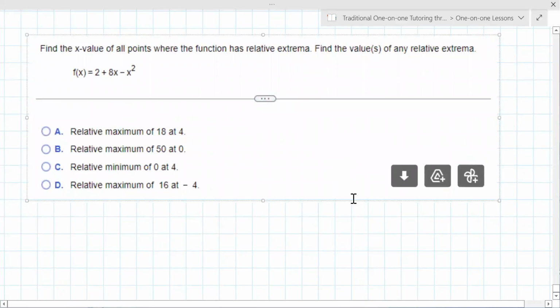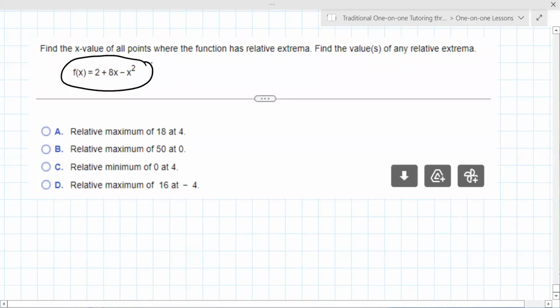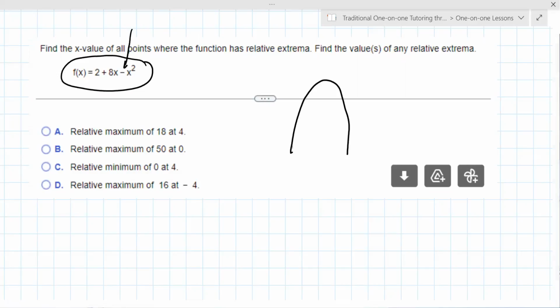Find the x values of all points where the function has a relative extrema. So this right here is the graph of a quadratic, and we know because of this negative in front that it opens down. So we could use calculus and figure out where that is, but I'm just going to graph it because it tells you as much information as the actual calculus does. So I'm going to go to Desmos and use that.